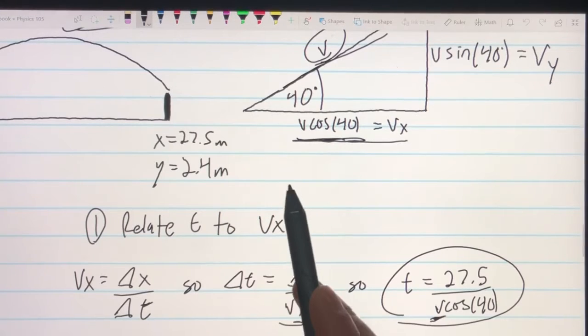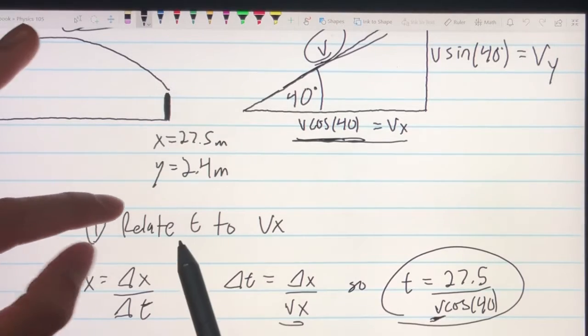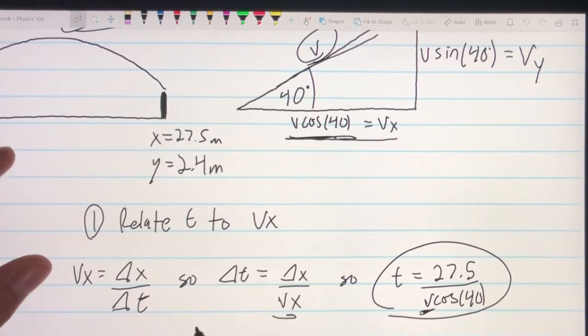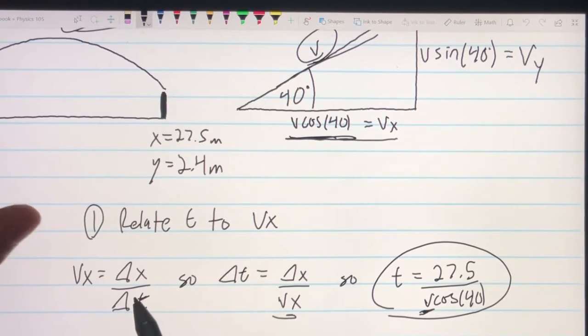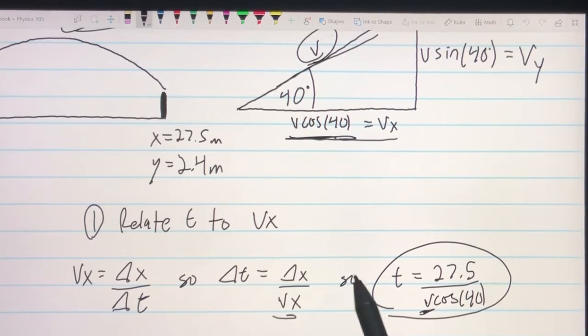Before we can use an equation to solve for velocity, we need something that we can plug in for t, and we aren't given a value, so we can find one. So we're going to relate t to the horizontal velocity. We know by definition horizontal velocity is the change in position on the x-axis over the change in time. So we can rearrange that to get what change in time is equivalent to.